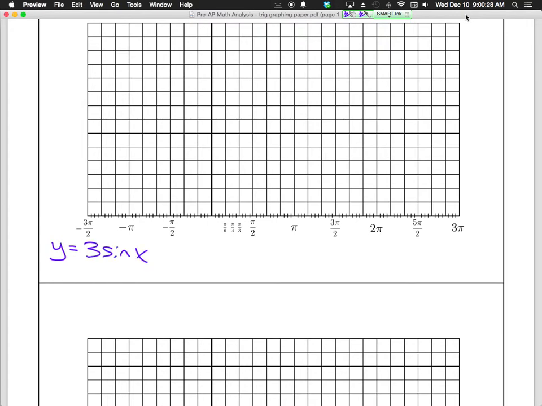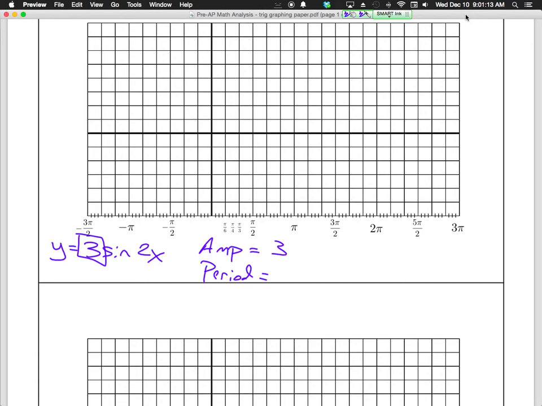I have y equals 3 sine of x. Or sorry, that's not what I want. I want y equals 3 sine of 2x. So, what do we want to do? We don't need to make a table anymore. I have to figure out two things: my amplitude and my period. What do you think my amplitude is going to be? 3. 3 is my amplitude. The number out front tells me my amplitude.